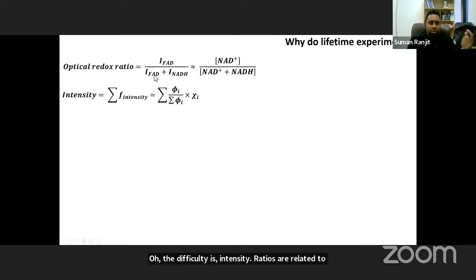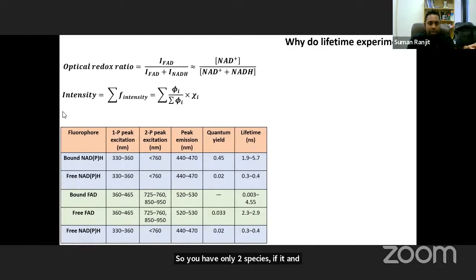So if you have only two species, FAD and NADH, that's fine, but that's not true because we have bound and free NADH and bound and free FAD. So each of these numbers is dependent on the fraction of each, because they have such a different quantum yield, or lifetime, which is related to quantum yield. If you have a quantum yield of 0.45 and 0.02, you can think about it: if you have an equal mixture, the free NADH is only going to contribute a very small fraction to that total number. So that's why it's not very sensitive.